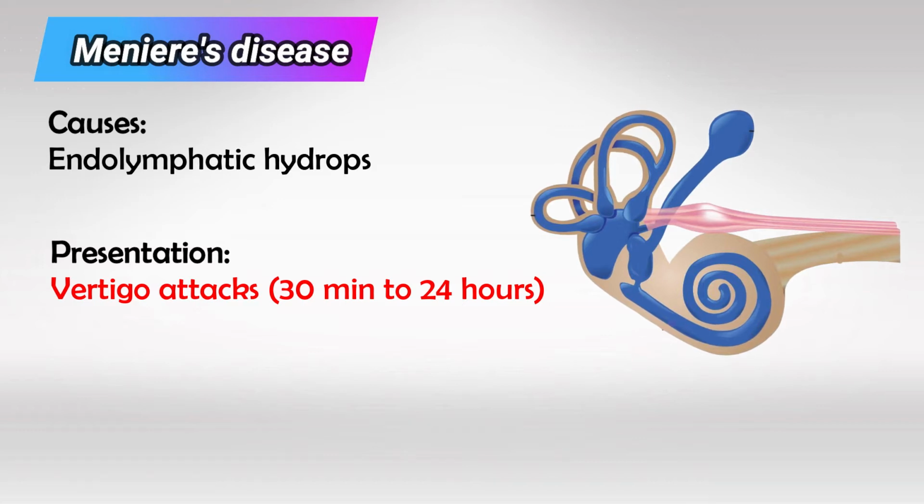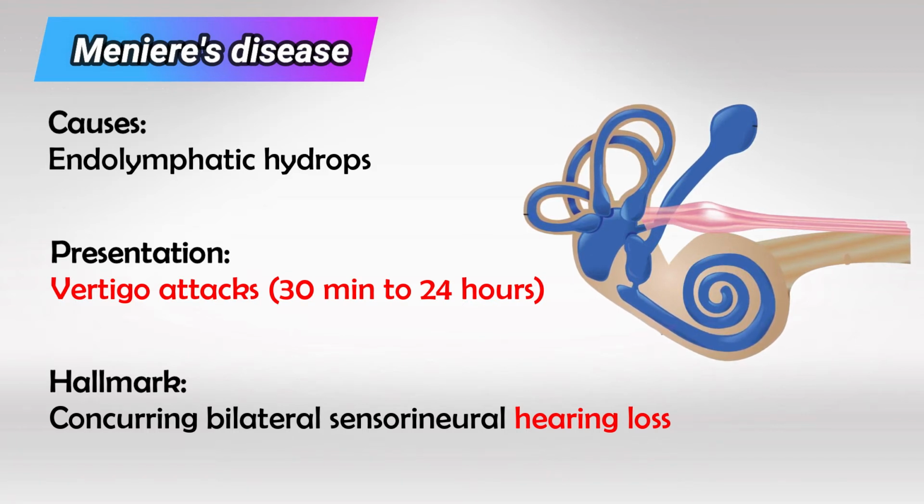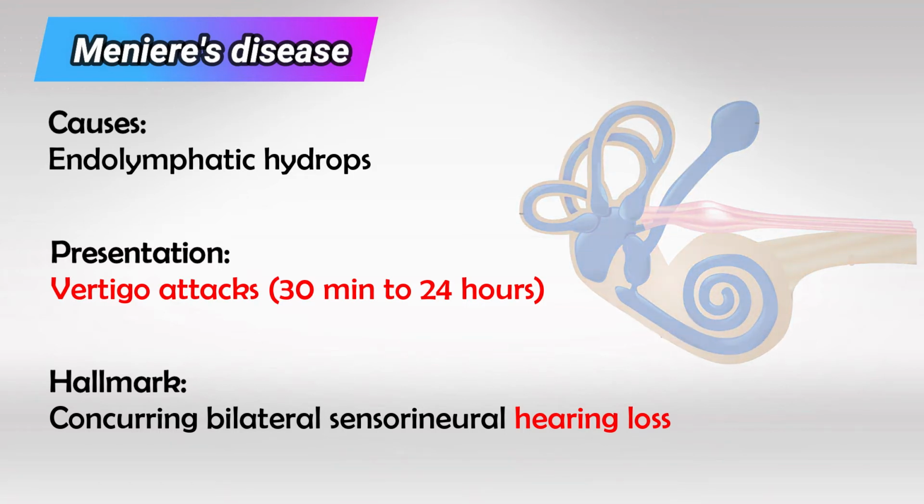We see it mainly in adults, and it's very common to have sensorineural hearing loss. So these patients must have a baseline audiometry check and routine annual audiometry tests. You should also do MRI to exclude vestibular schwannoma.